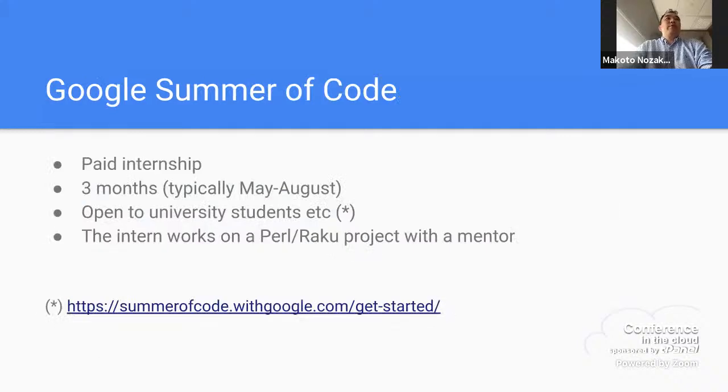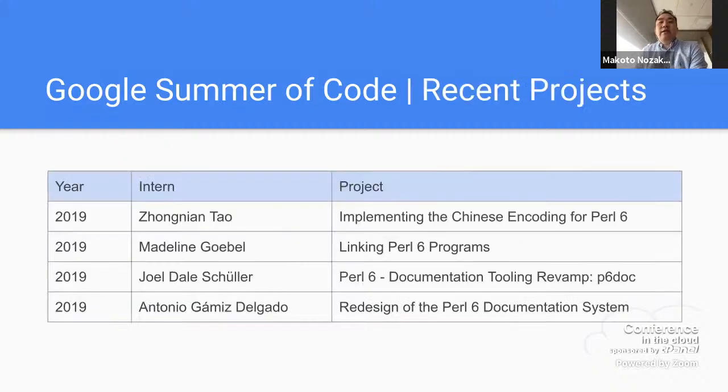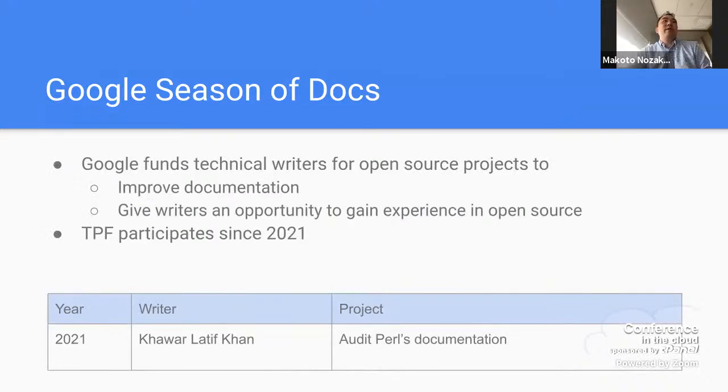So what do we do? One by one. Google Summer of Code. It is a paid internship. So basically, Google hires interns, then they pay, and then they work for 3 months on Perl or Raku projects, and it is open for students. And if you go to the next slide, here's what we did recently. So as you can see, we take volunteer mentors, then we hire interns, then we match, and then they work on the project. So that is Google Summer of Code.